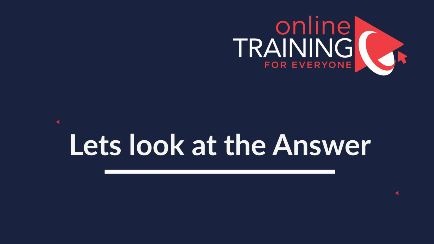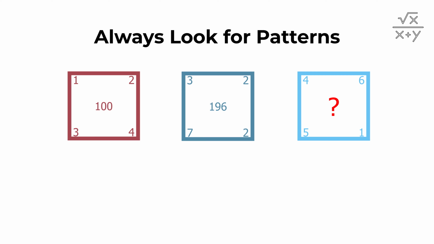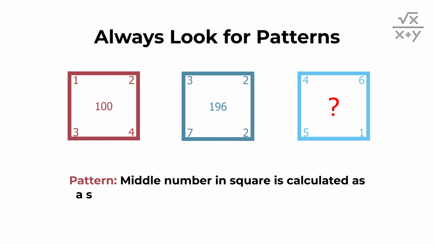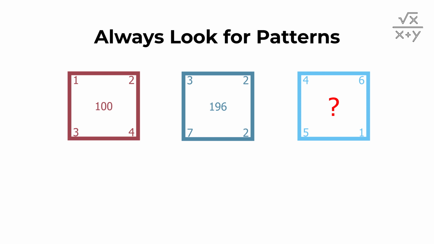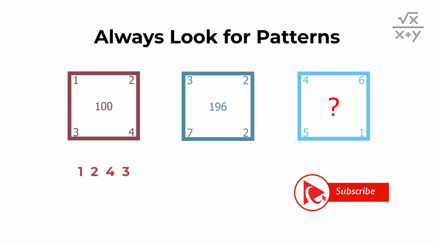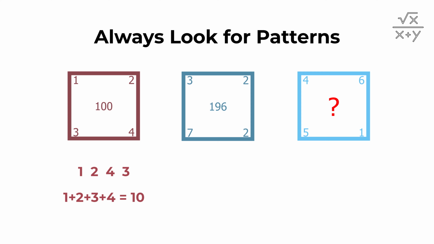As usual, to solve any challenge, my advice to you, always look for patterns. And the pattern here is that the middle number inside the square is calculated as the square of the sum of the smaller numbers in the corners. Let me explain. Let's take the brown square. We have numbers in the corners 1, 2, 4, and 3. The sum of 1, 2, 3, and 4 is 10, and 10 squared is 100, and this is how 100 was calculated. The next one is the dark blue square.